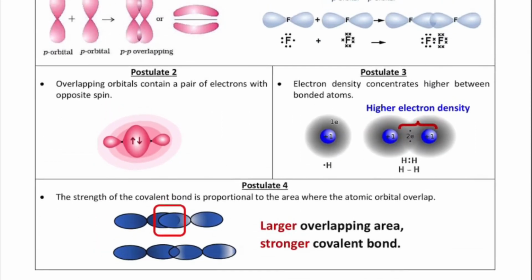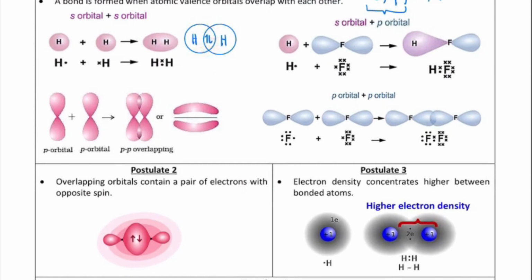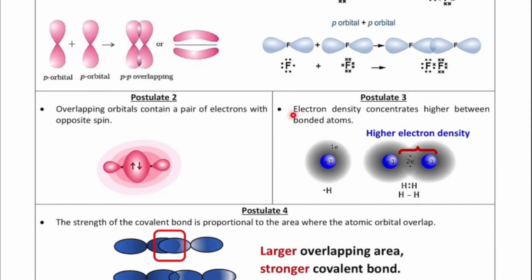So postulate number 2, overlapping orbital contain a pair of electron with opposite spin. So kalau kamu perasan, saya draw tadi, when these two hydrogen overlap, valence electron dia akan jadi dalam bentuk opposite spin lah. Okay, and then next postulate number 3, electron density concentrate higher between the bonded atom. Okay, so macam ni, ini adalah hydrogen and this is another hydrogen. So electron density dekat antara dua hydrogen ni adalah tinggi. Okay, higher electron density between the two hydrogen.